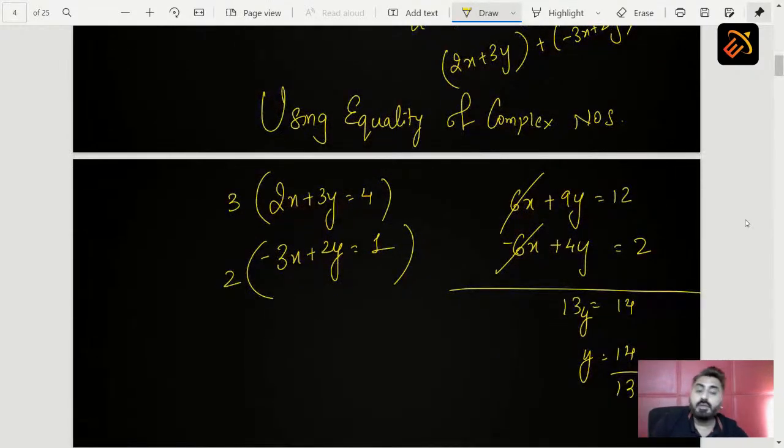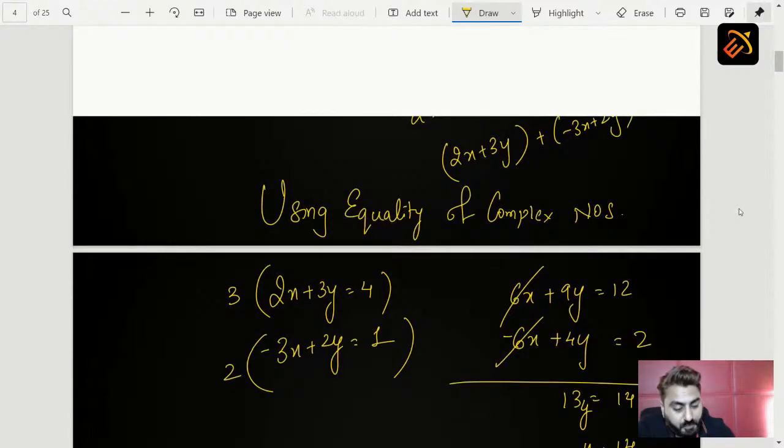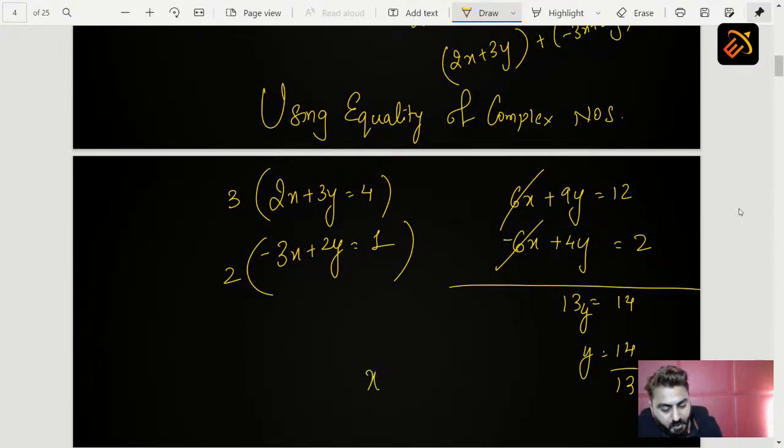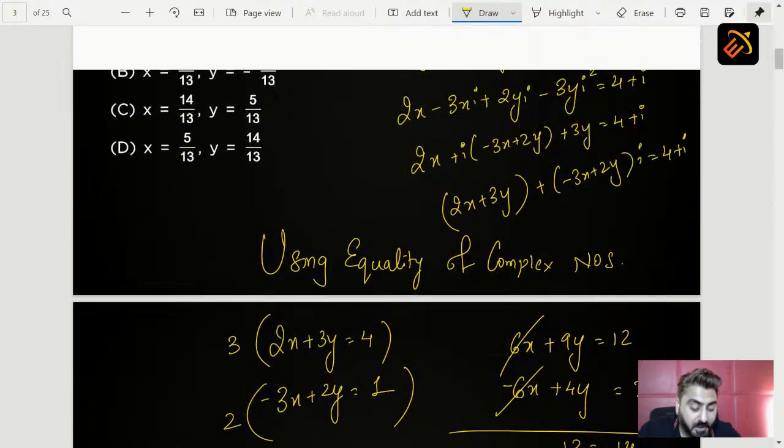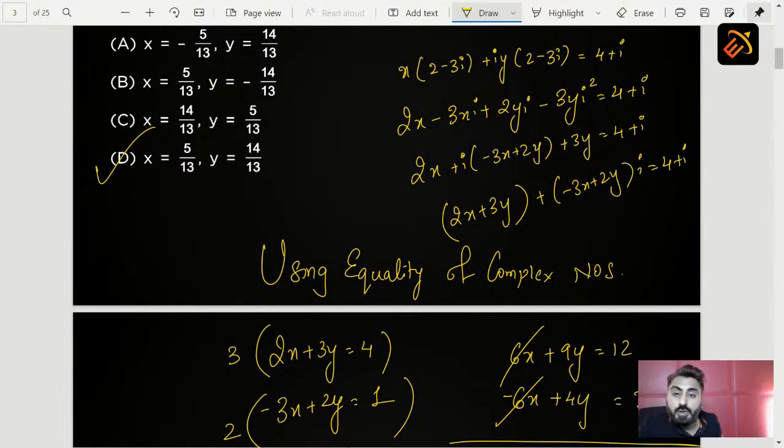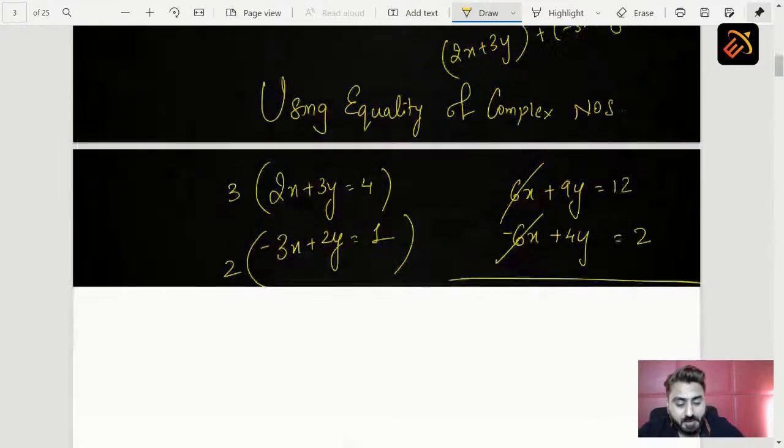Now substitute this value of y = 14/13 in any of your equations of your choice and find the value of x. तो जब हम ये वैल्यू फाइंड करते हैं तो हमें यहाँ पे x का वैल्यू मिलता है 5/13. तो अगर x का वैल्यू 5/13 मिला, y का वैल्यू 14/13 मिला, that means the correct option here is none other than option D, and this is how we solve our sum. So students, I hope you understood how to solve. Let's move on to the next MCQ.